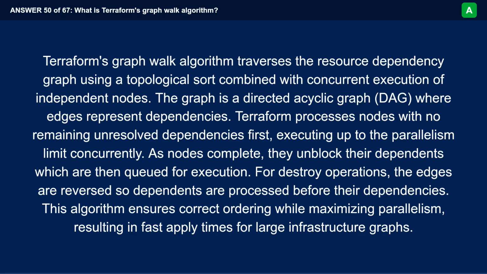As nodes complete, they unblock their dependents, which are then queued for execution. For destroy operations, the edges are reversed, so dependents are processed before their dependencies. This algorithm ensures correct ordering while maximizing parallelism, resulting in fast apply times for large infrastructure graphs.